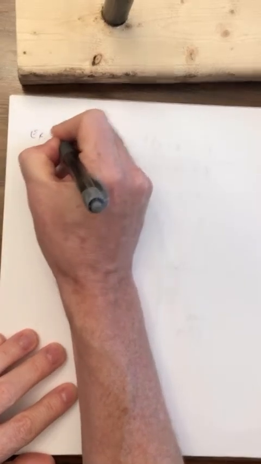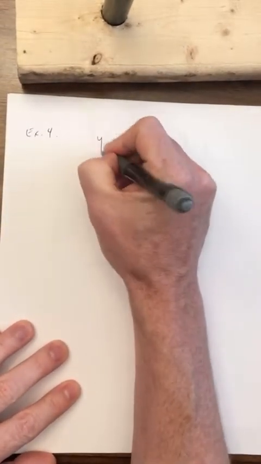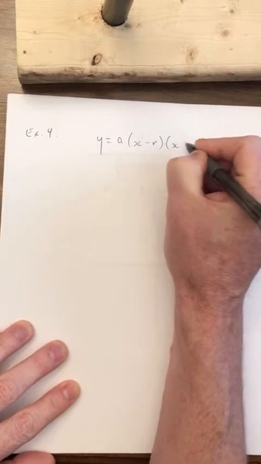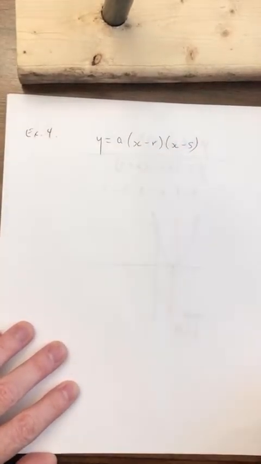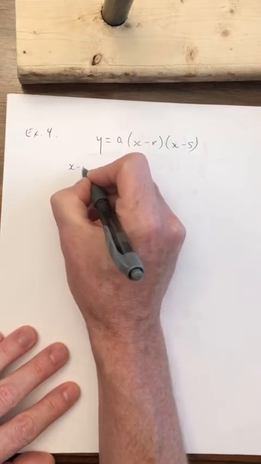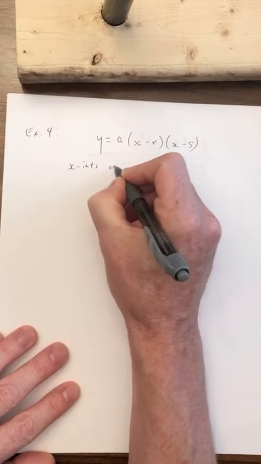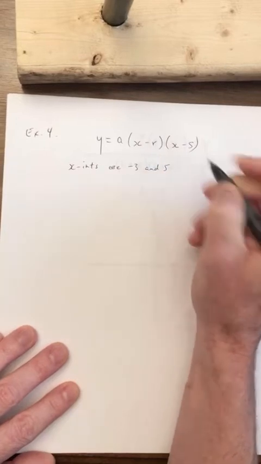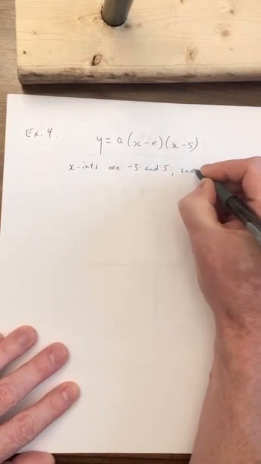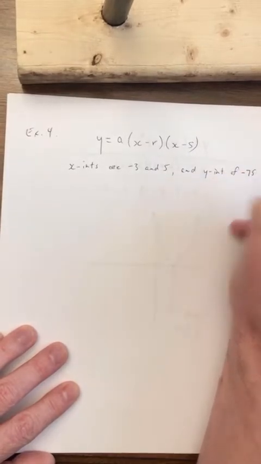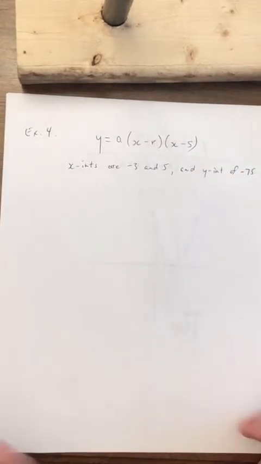All right, one more, and then we're going to be done. This is example number 4. So once again, our factored form. And if I told you that our x-intercepts are -3 and 5, and we have a y-intercept of -75, could you graph this?